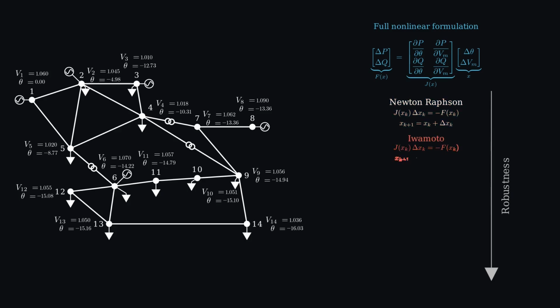The Iwamoto method builds on the Newton-Raphson by computing an optimal step at each iteration, improving stability on weak grids and reducing the risk of divergence without changing the fundamental structure of the iteration.